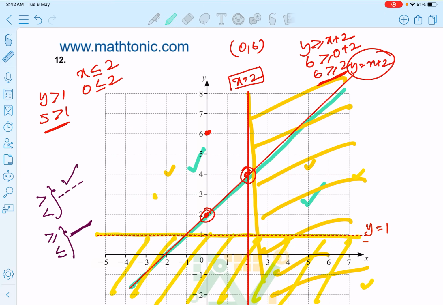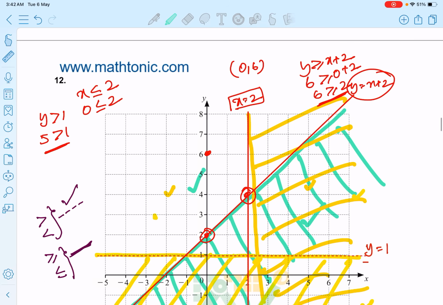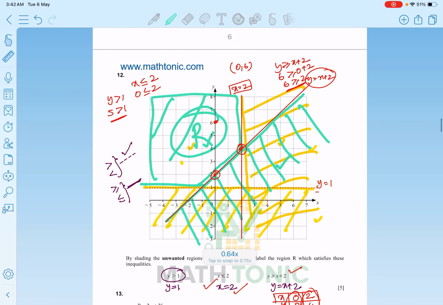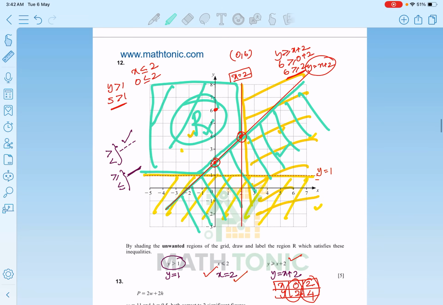So if I shade this unwanted region, did you get it, everyone, clearly? So which part is the required region? This part which is left will be your required region. Can you see this, everyone, clearly? Very important question. Try to practice more as you can.